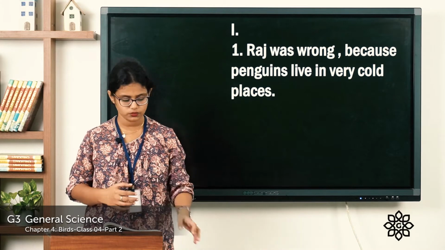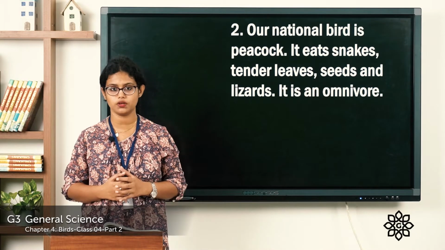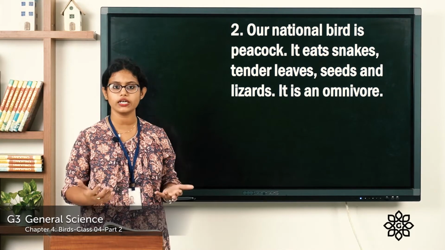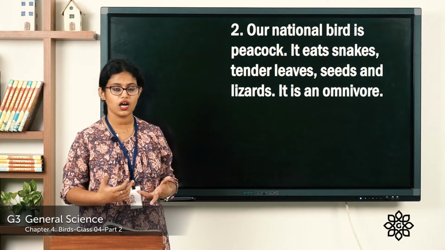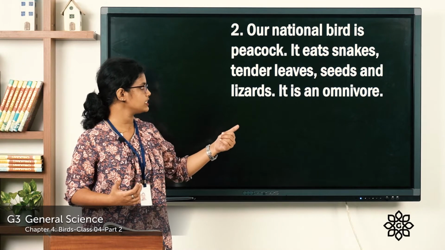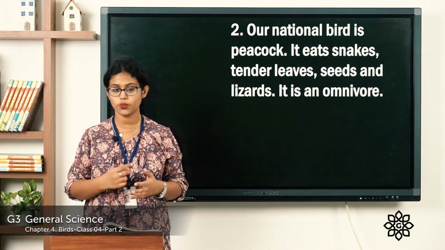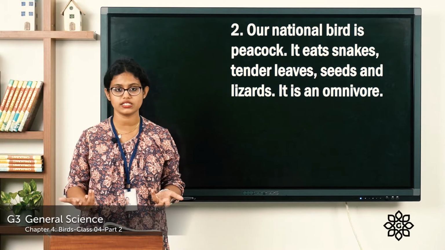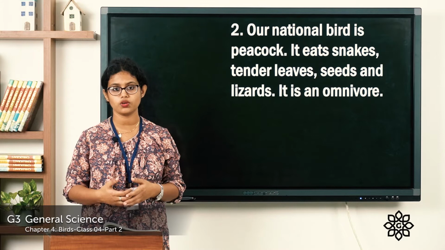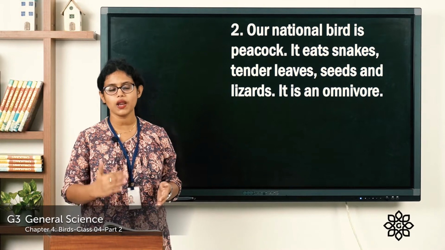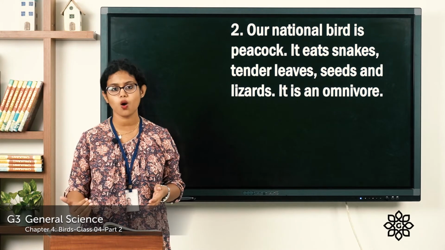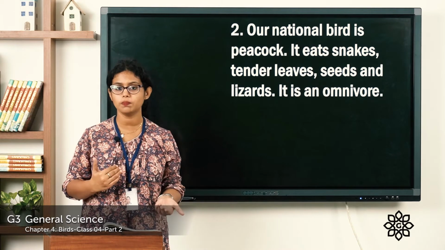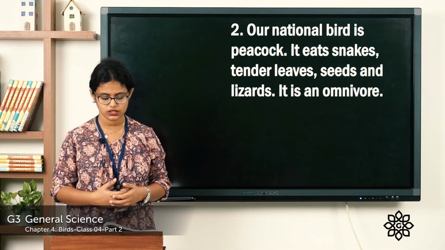Coming to the second one. Name a national bird. So which is our national bird? Peacock. What does it eat? So what does it eat? It eats plants, leaves, seeds and lizard. And the other question is it a herbivore, a carnivore or an omnivore? So what is the answer? It is an omnivore. Animals which eat both plants and animals, we call it as omnivore. And peacock is an omnivore because it eats both plants and animals.